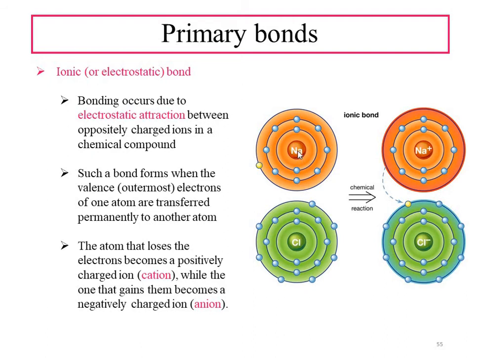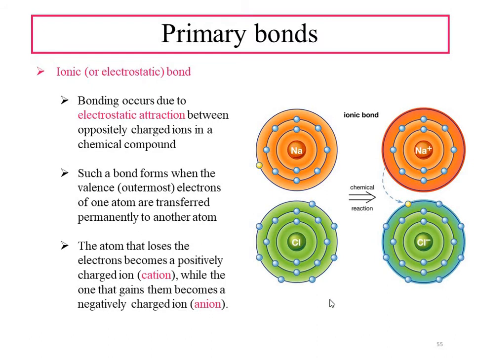Sodium, what will it do? It will donate one electron to the chlorine. So what will happen? This will turn into a positive ion or a cation, and this will turn into a negative ion or an anion. So this ionic attraction will be held here. As a result, a strong bond will be there.